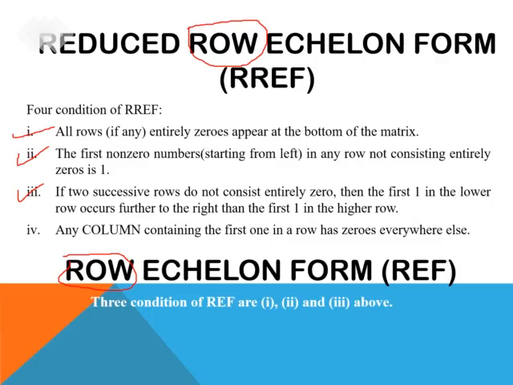This one also applies to all rows, the non-zero number rows, the higher row. But for condition number 4, it is about the column. So please be careful with RREF. So now we combine RREF, REF, and also ERO. This is the example first.